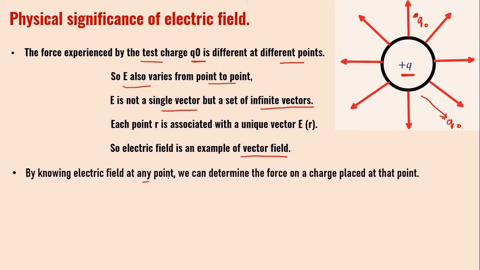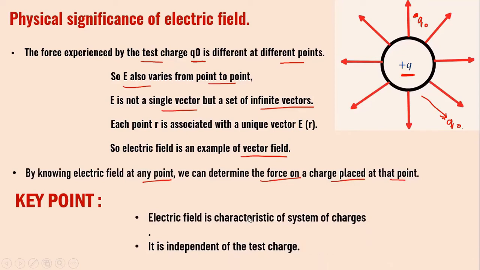Next, by knowing the electric field at a point, we can determine the force on a charge placed at that point. So without using Coulomb's law, we can also find the force in terms of the electric field. This is its physical significance. It helps us find the force experienced by a charge placed near a source charge. Now there is one key point. The electric field is the characteristic of a system of charges. That means it is the characteristic of the source charge, not of the test charge. So mind it carefully here. Electric field is the characteristic property associated with the source charge or a system of charges. It is independent of the test charge. A test charge has no significance in its formulation. That is the important key point.